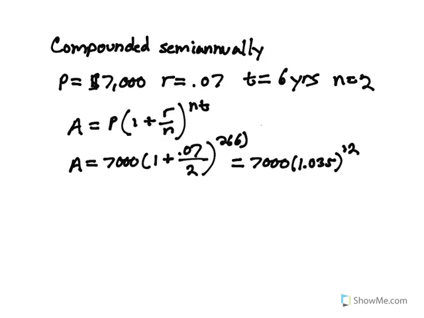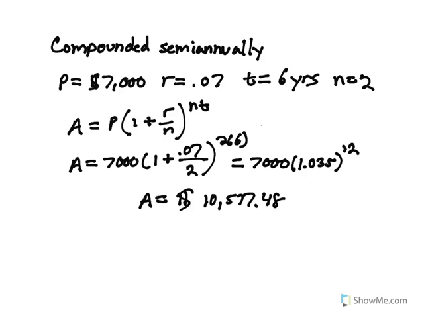So n is going to be 2. The time is going to be 6 years, so it's 2 times 6. The rate is 0.07. And the principal is 7,000. So when you do 1.03 raised to the 12th power and multiply it by 7,000, you should get a value of $10,577.48. And that's all you have to do for that.